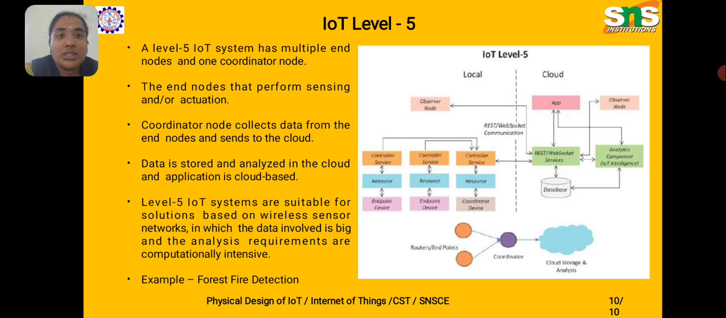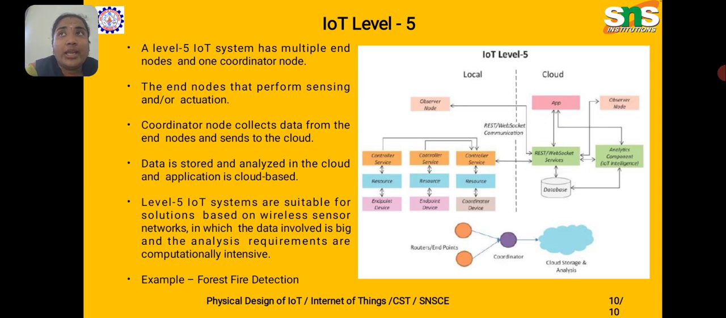Level 5 IoT systems are suitable for solutions based on wireless sensor networks in which the data involved is bigger and the analysis requirements are computationally intensive. For example, forest fire detection.